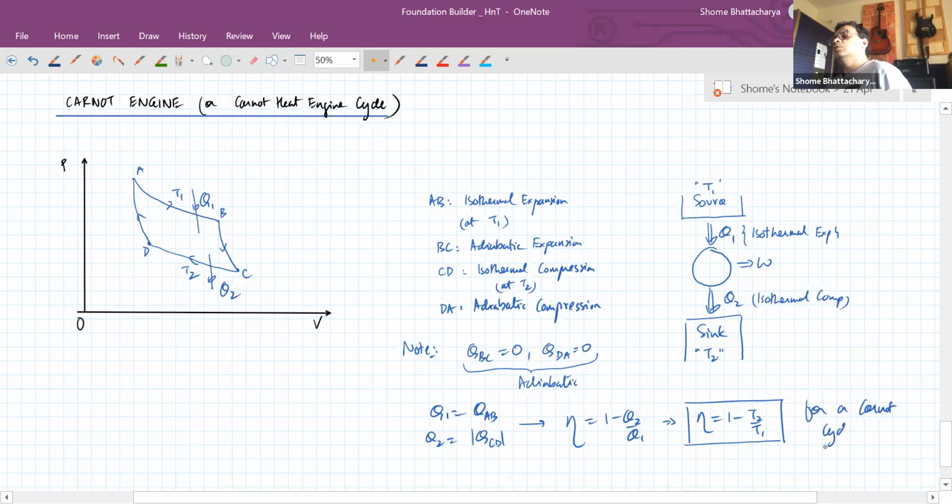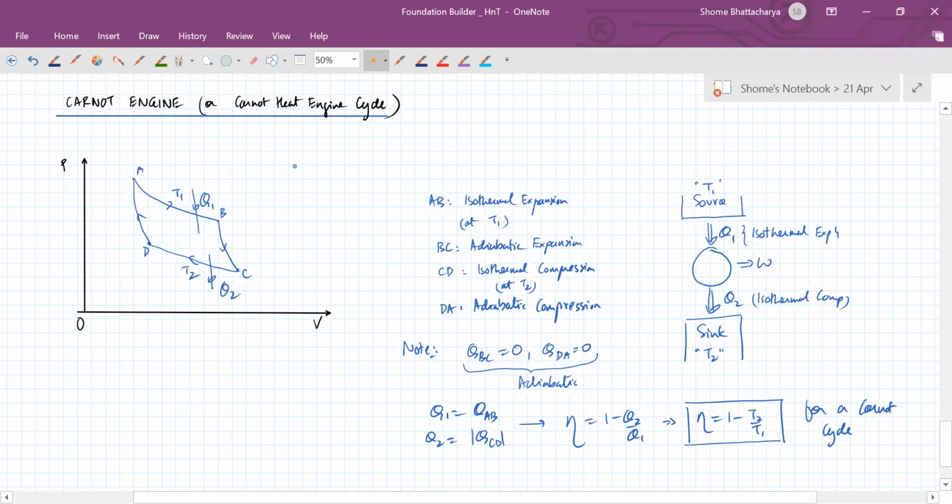Now we will look at the proof of this formula also, but first note this down. It's quite easy to prove this, that 1 minus Q2 by Q1 will be the same thing as 1 minus T2 by T1.